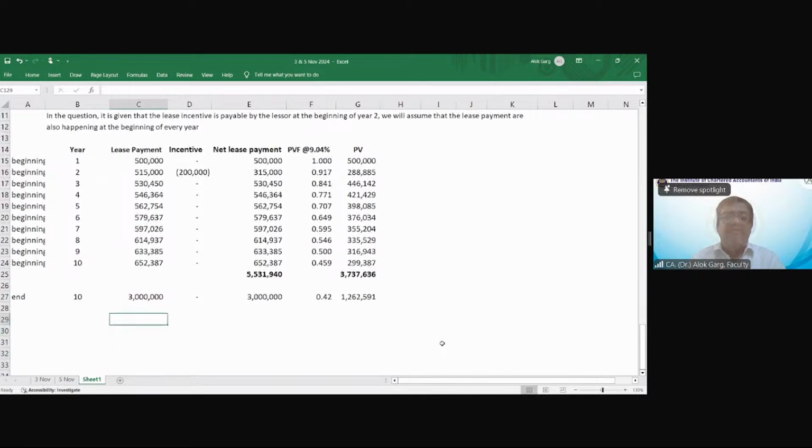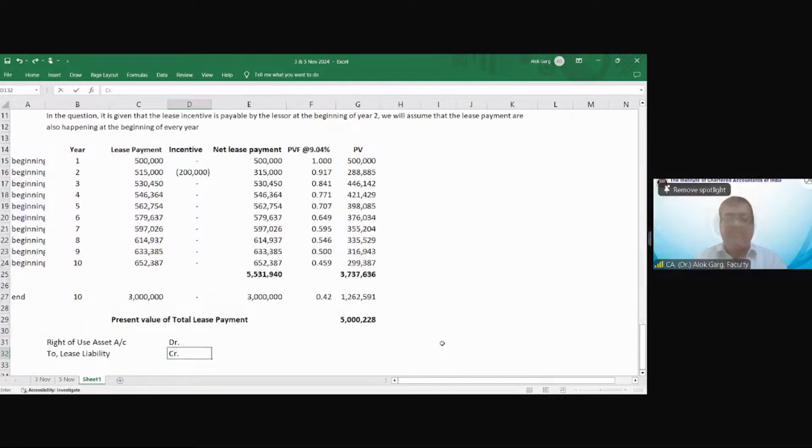What is my present value of total lease payment? This plus this is the present value of total lease payment. What is the accounting entry? Right of use asset account debit. Debit to lease liability.